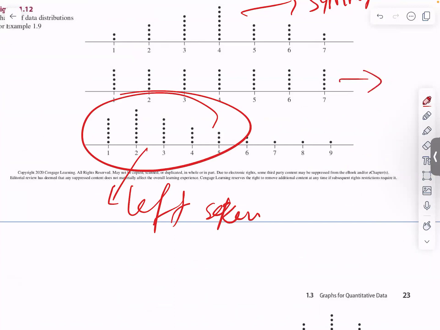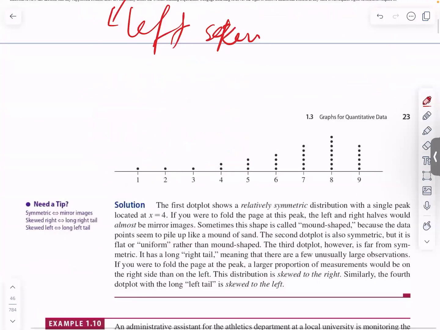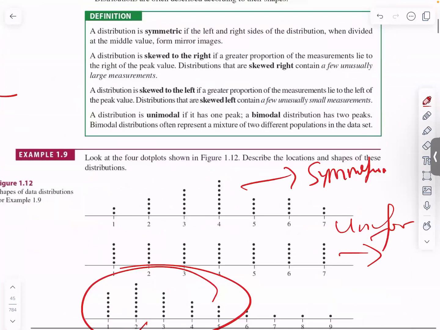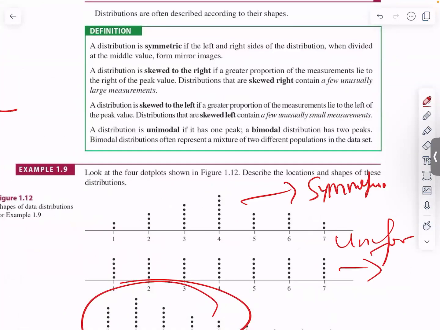This is a uniform one. It's a uniform one. And this is what? Right skewed. Right skewed. See what we're doing? So you can have a uniform. Okay, see, distributions that are skewed to the right contain a few unusually large measurements.